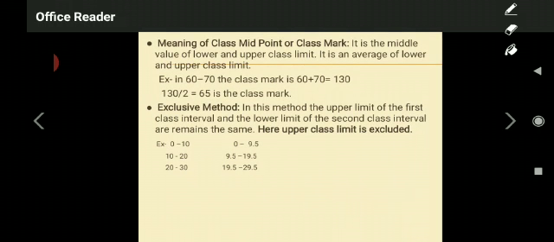To calculate class midpoint and class mark, we have to add both lower class limit and upper class limit. After adding these two, we have to divide it by 2. So 60 plus 70 is equal to 130. 130 divided by 2. You know why 2? That is 2 variables. 60 lower limit and 70 upper limit. So 130 divided by 2 is equal to 65, which is the class mark. Okay. You have to understand this particular point for the frequency calculation.